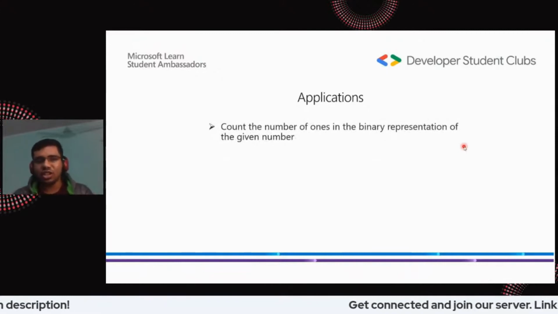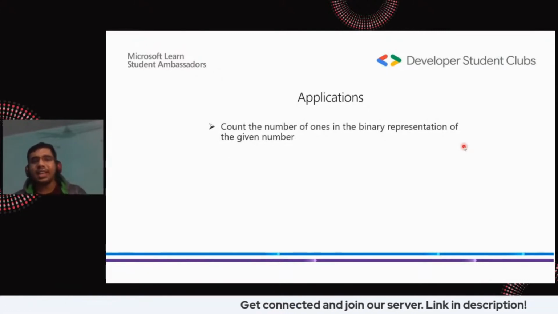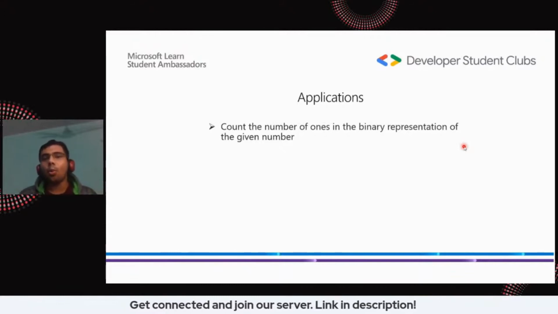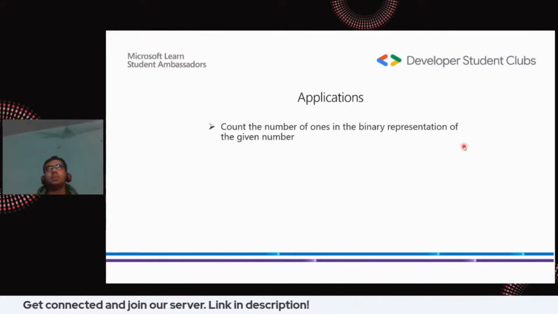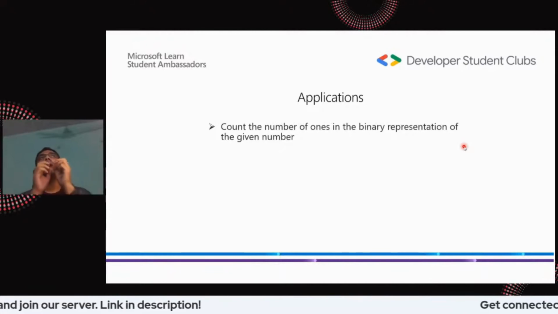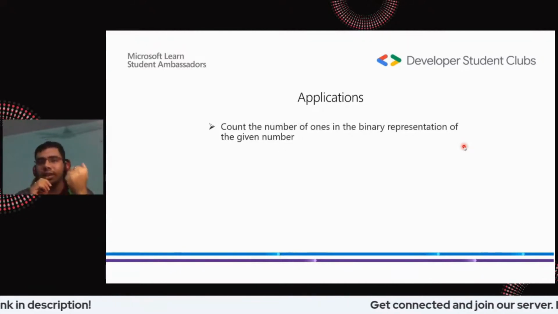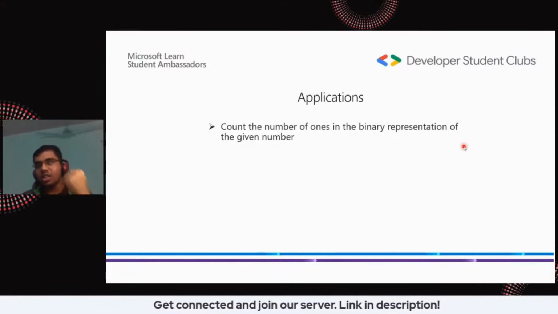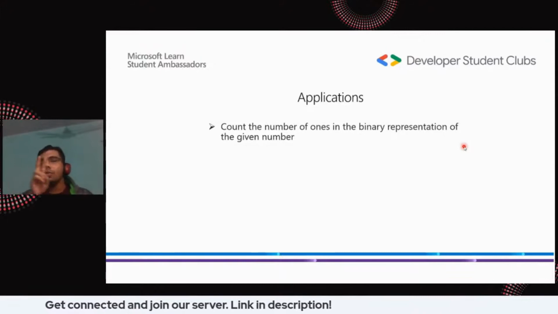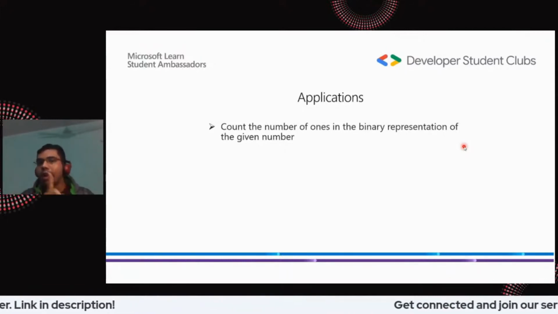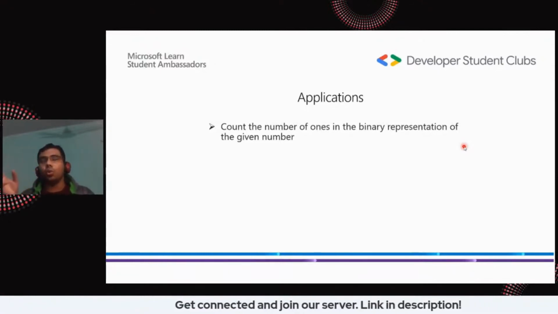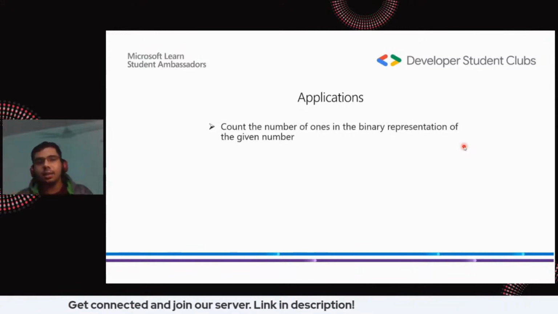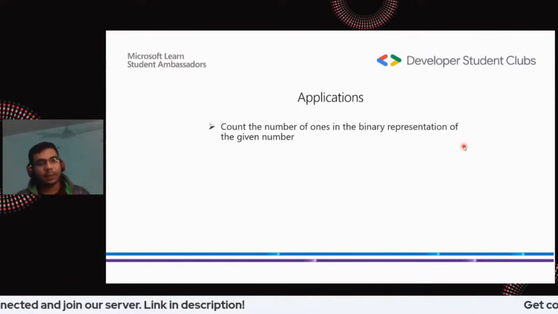Let's move on to another application. In this application, say we want to count the number of 1s in the binary representation of a number. By that, I mean, say you have a number 3. For 3, what is the binary? 0, 1, 1. After the calculation, this would return you 2. Why? In the binary representation of 3, you have two ones, meaning two set bits, right? So it will return 2 because you have two ones in the binary representation of the given number 3.